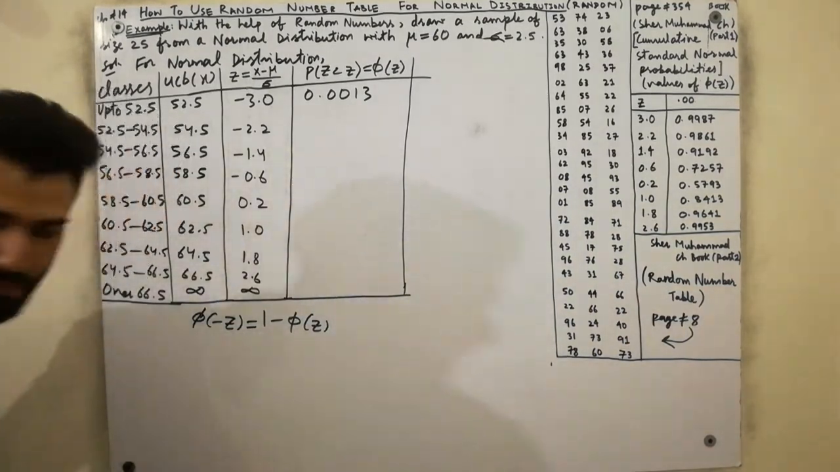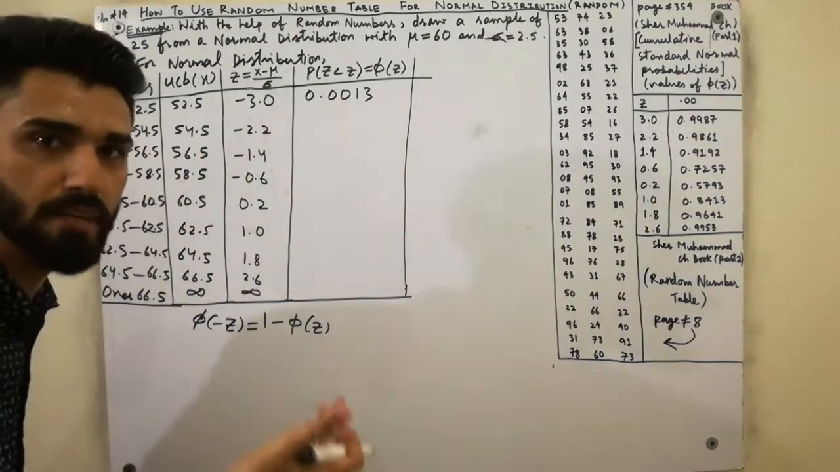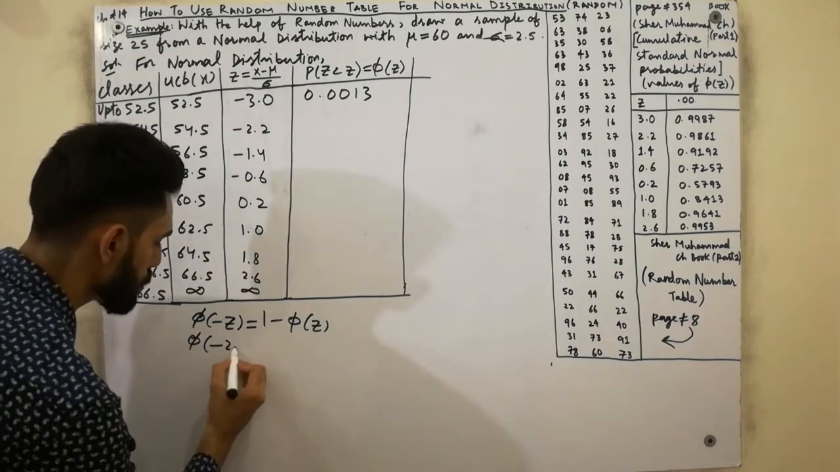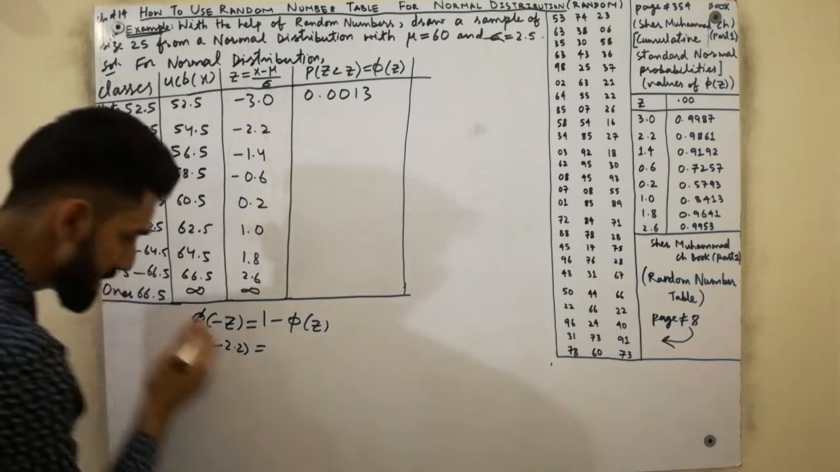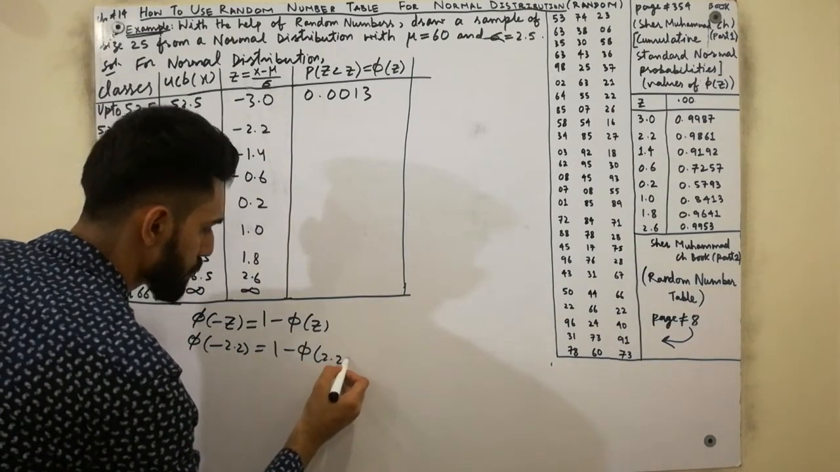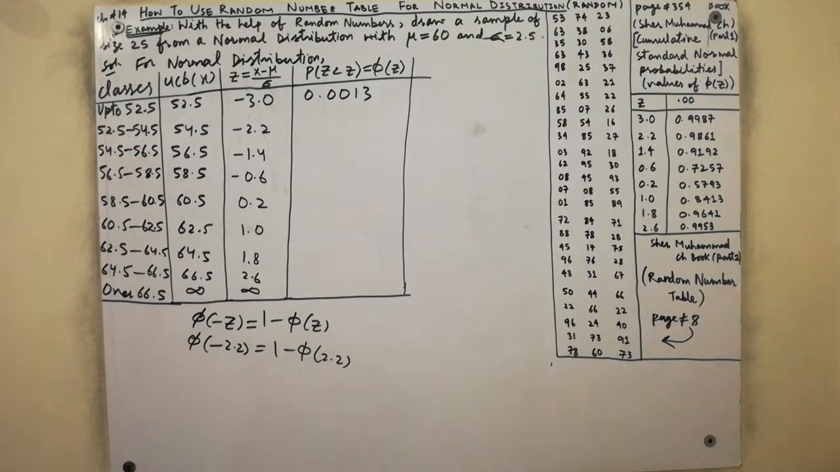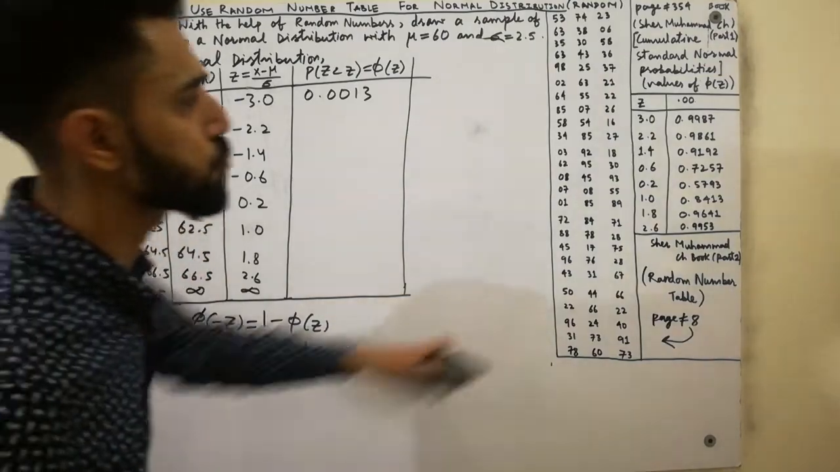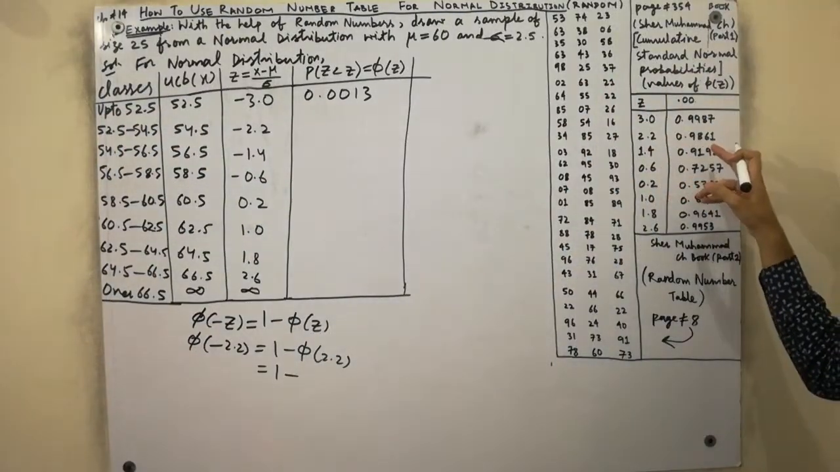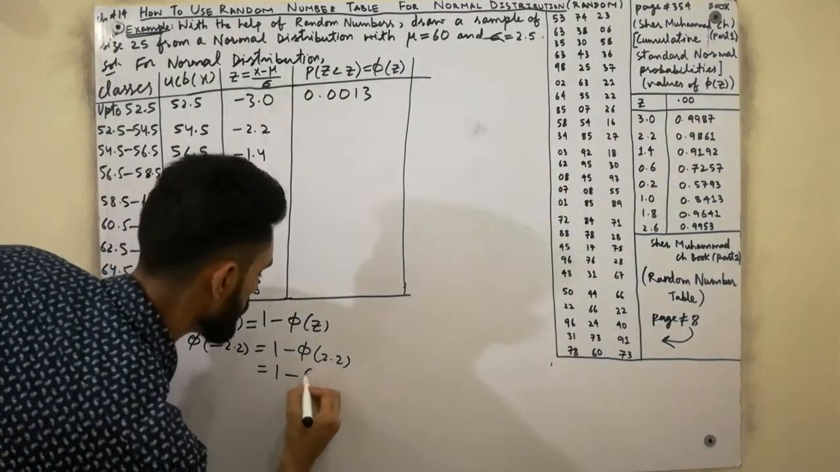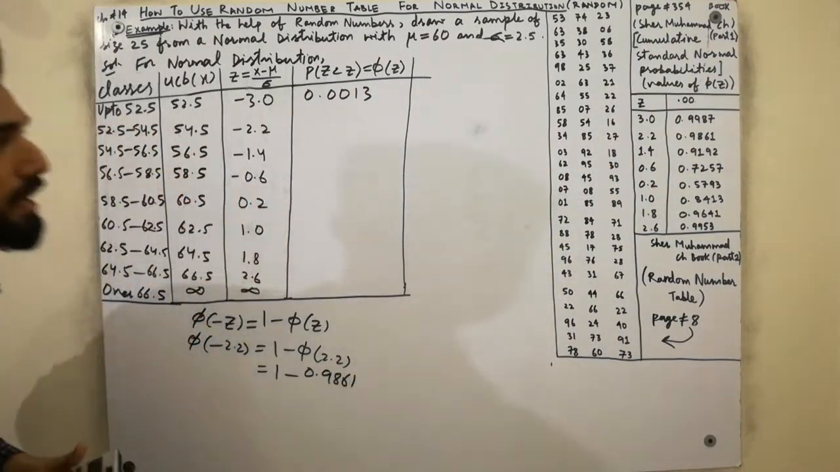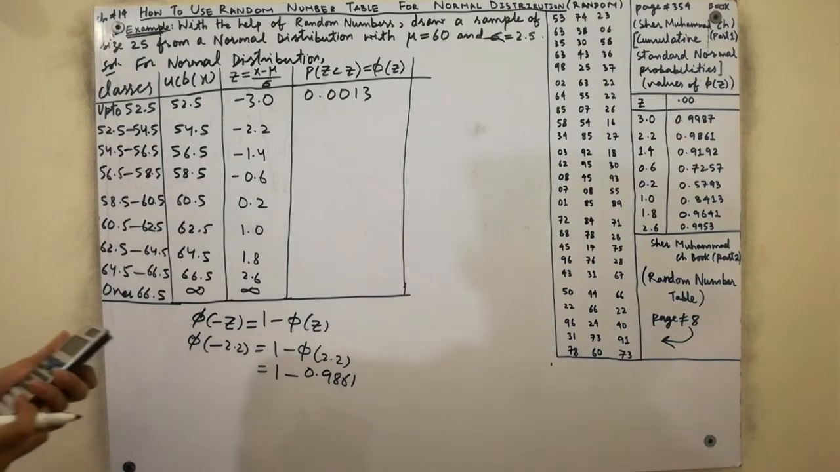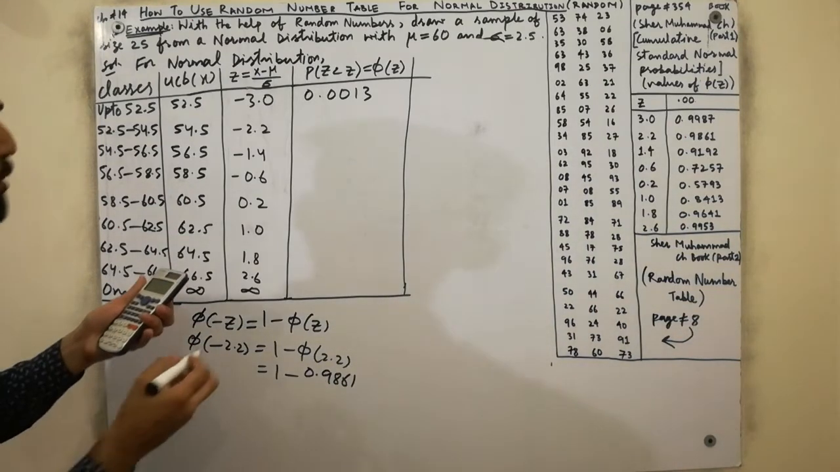Now moving to the next step. Next we calculate minus 2.2. Similarly, we follow the same step: phi of minus 2.2 is equal to 1 minus phi of 2.2. The value of phi of 2.2 is given as 0.9861. Next, 1 minus 0.9861, we get the value 0.0139.